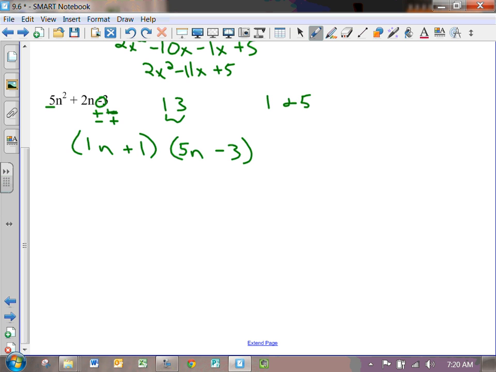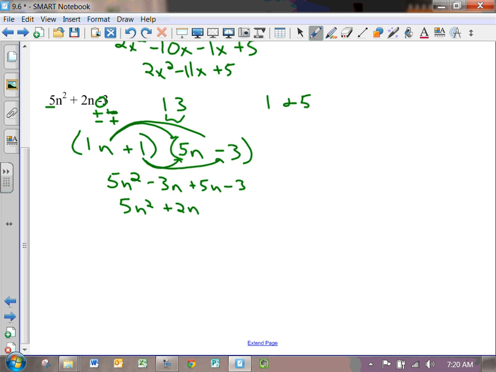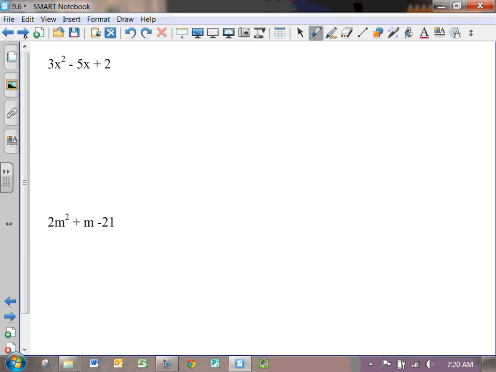You have to kind of logically figure out what's going to work and where it's going to work. So let's now FOIL this out. Our first is 5n squared, that's what we wanted, so that's good. Our outers is a negative 3n. Our inners is a positive 5n. And our last is negative 3. So now combining like terms, 5n squared plus 2n minus 3. Good. That's what we wanted. All right, let's try that one.